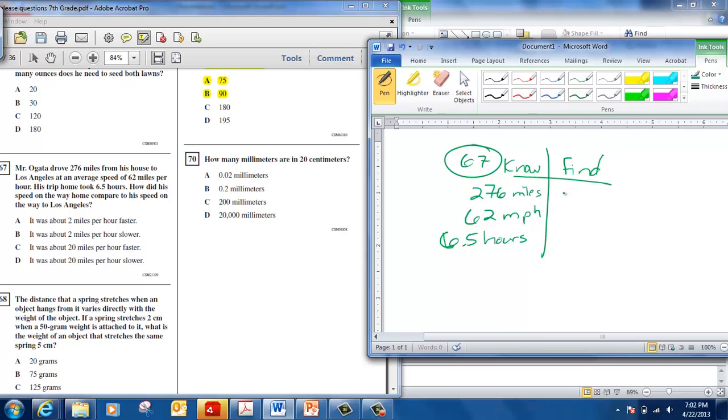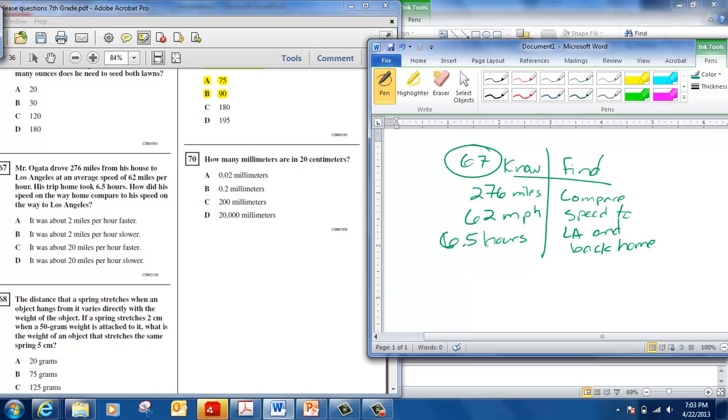So I'm going to compare his speed to LA and back home. So I know that his speed was 62 miles per hour to LA, but I want to find out what his speed is going to be going back home.